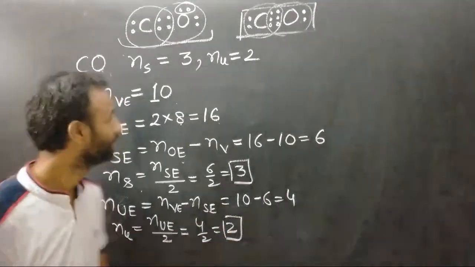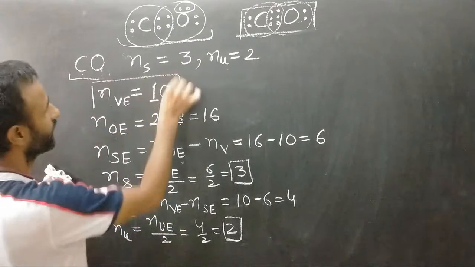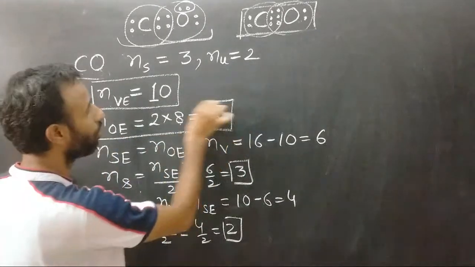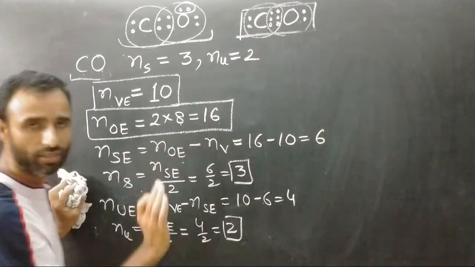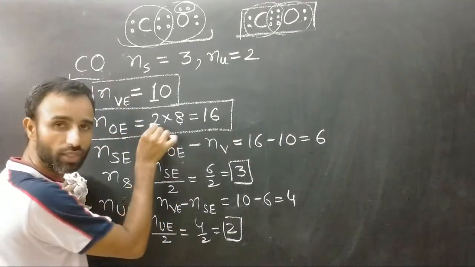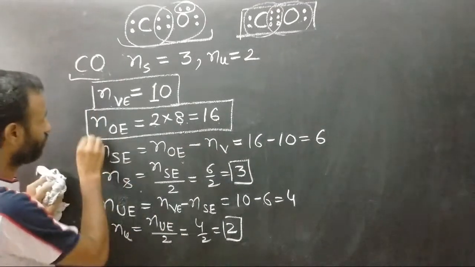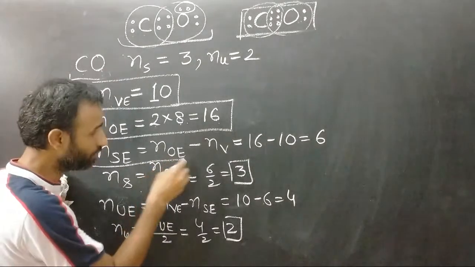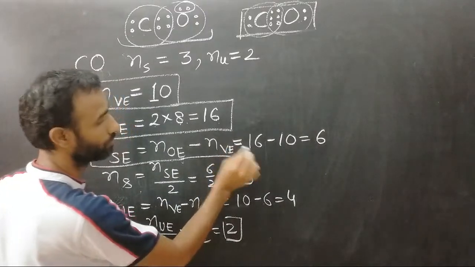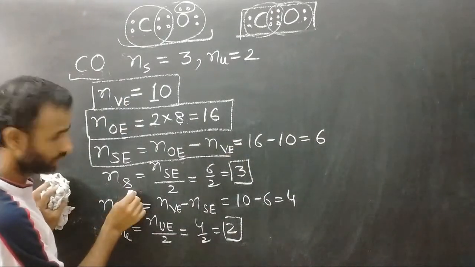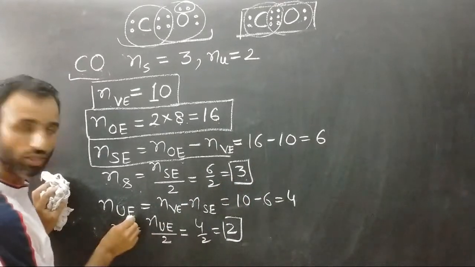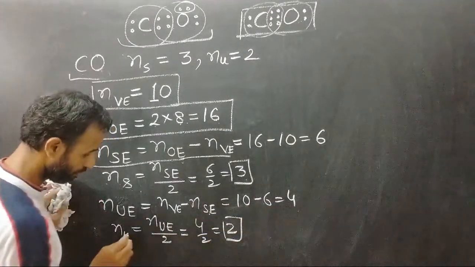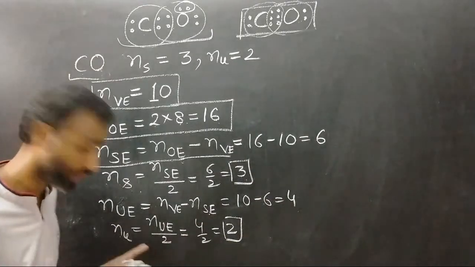That's right. See, first calculate valence electrons, then the number of electrons required to complete the octet of each atom, that is always equal to number of atoms into 8. Then shared electrons equal total electrons to complete octet of each atom minus valence electrons. So shared pairs equal 3. Unshared electrons, out of valence electrons subtract the shared electrons, so we get 4. So unshared electrons equal 4, unshared pairs equal 2.